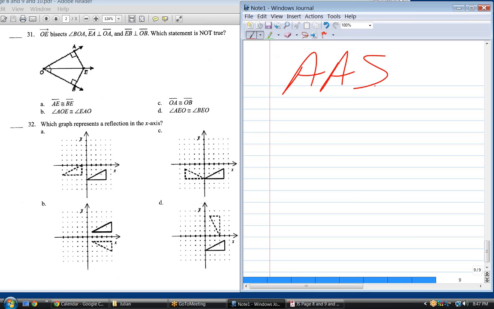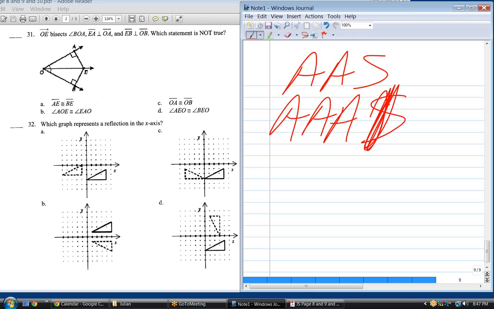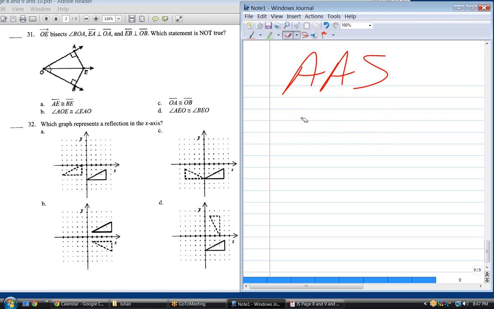Angle, angle, side. Notice that angle, angle means angle, angle, angle. So if you have one side that's the same, you have to have congruent triangles. If you have angle, angle, angle without a side, then you have similarity. But to have congruence, angle, angle, side proves congruence. We know that these are congruent. Therefore, AE is congruent to BE.